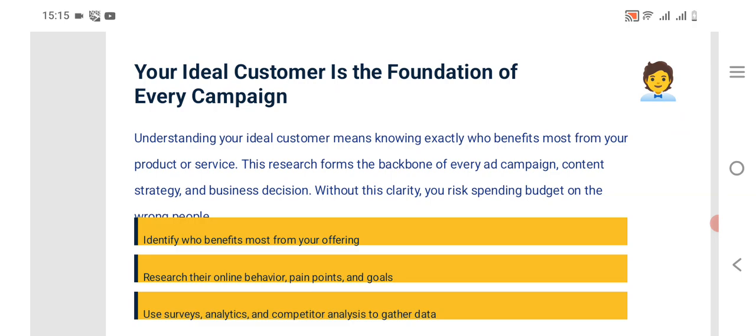You can use surveys. You can set up a survey around your customer behavior, around your own product, and push it out to know what their pain points are, what are the things they need solutions to. Hope you understand. So this is how you do your customer campaign. You can even use your competitor analysis to gather data just to know who exactly you are targeting.